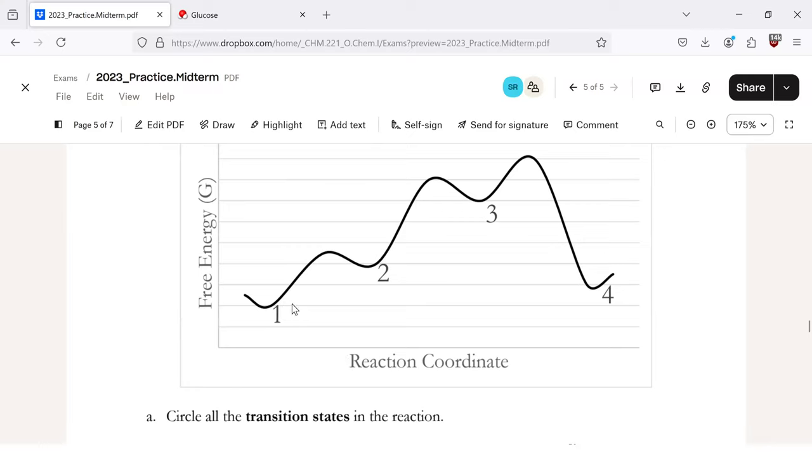I guess let's finish talking about just a couple of key terms that we've talked about a little bit, but I want to officially define them. If this reaction has these three steps, where are the transition states? What's the definition of a transition state? Anybody remember? Top of the hill, maximums. Top of the hill. So transition state, transition state, transition state.